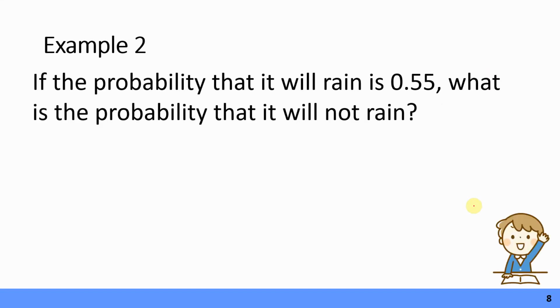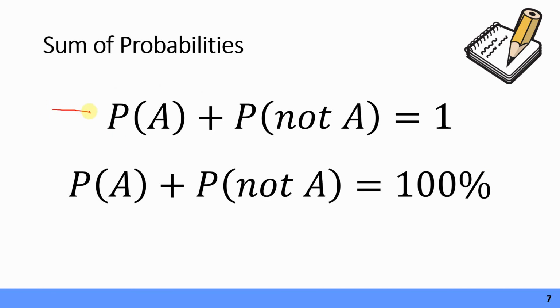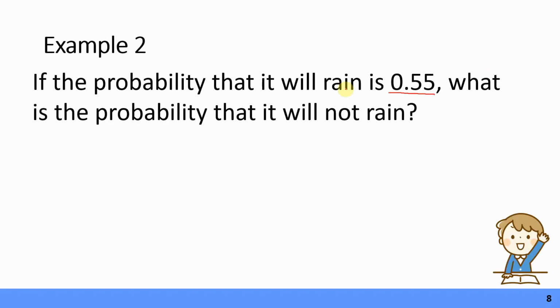So here we go, example number 2. If the probability that it will rain is 0.55, what is the probability that it will not rain? So again, first thing I want you to notice is I give you the probability in decimal format. There is no percent sign, so we know that we're going to be using this formula, because it's the one that has decimal. So the probability of something happening plus the probability of something not happening has to add up to 1. You should know what to do.